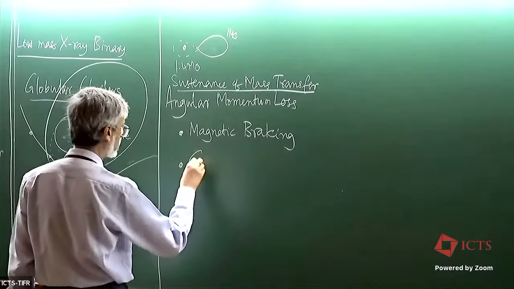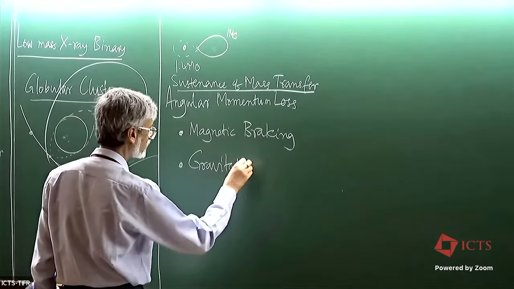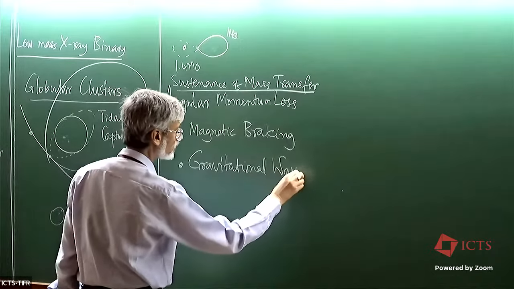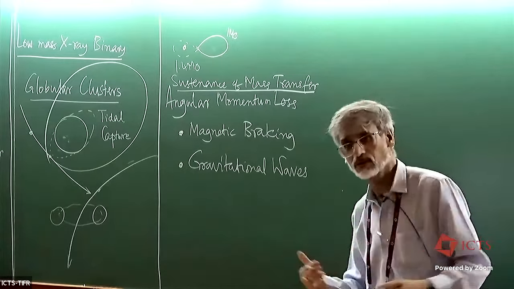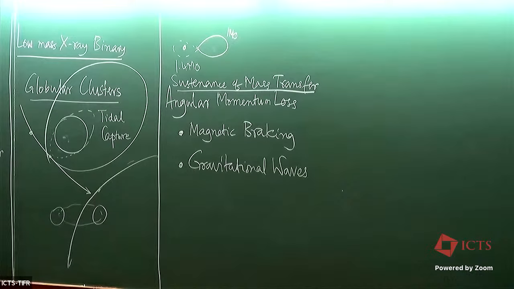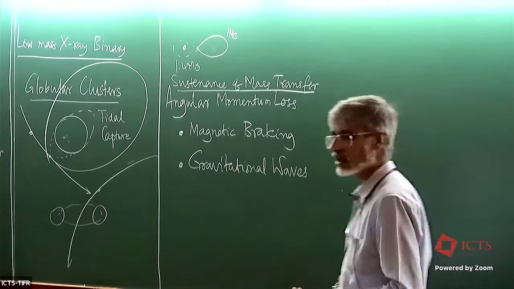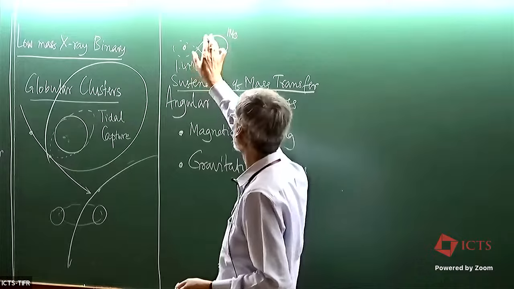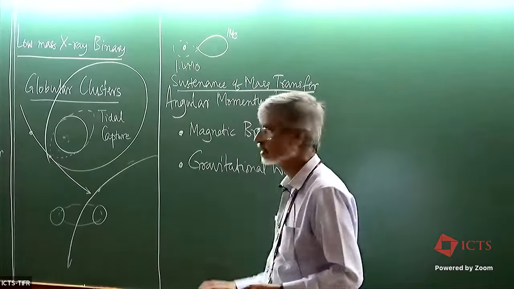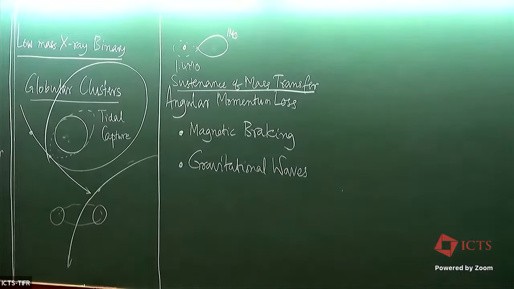And gravitational waves. As we saw yesterday, when the separation becomes really small, then the gravitational waves become the dominant mechanism. When the separation is a little larger, then the magnetic braking is the dominant mechanism. So typically that separation occurs at around 12 hours of orbital period. So if the orbital period is more than 12 hours, then magnetic braking is typically the mass transfer driver, and if it's less than 12 hours, gravitational radiation becomes the main mass transfer driver.